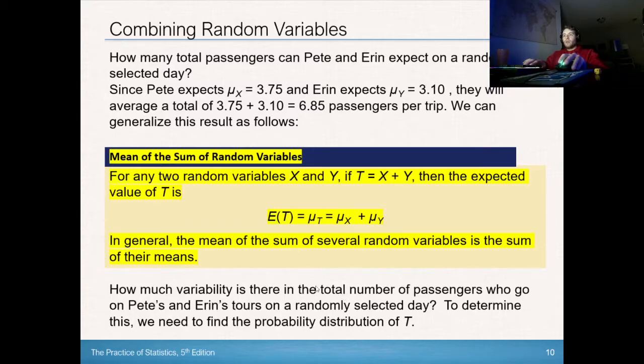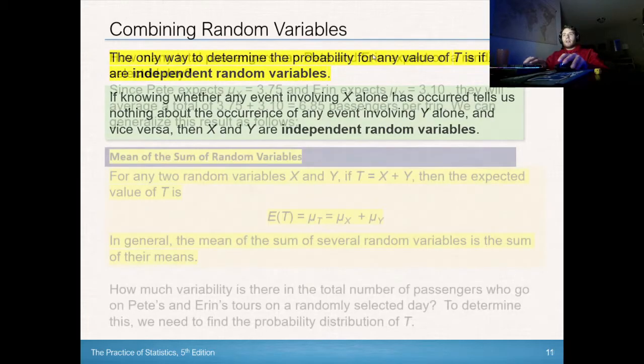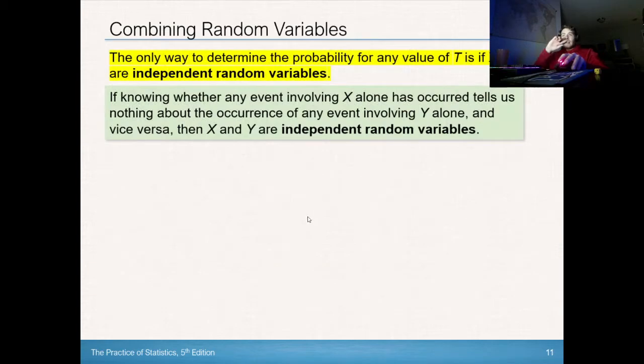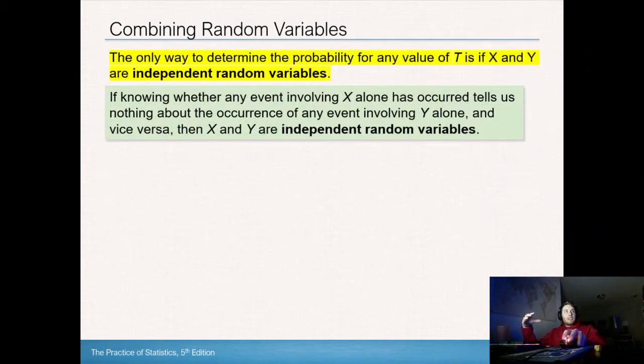All right, cool. Now, what about the standard deviations? That's what we want to know. Well, actually, we need to write down a rule first, sorry. So we've talked a lot about independence in the probability unit, and we want to write just this one statement here. The only way to determine the probability for any value t is if x and y are independent random variables. So we should at this point know what independent means. It's restated here.